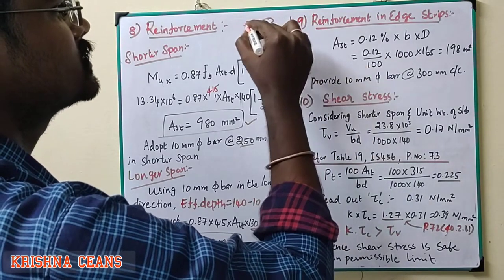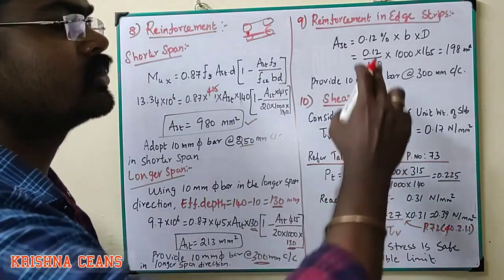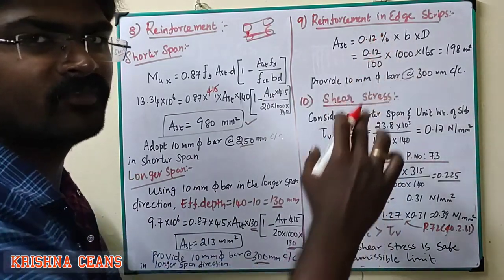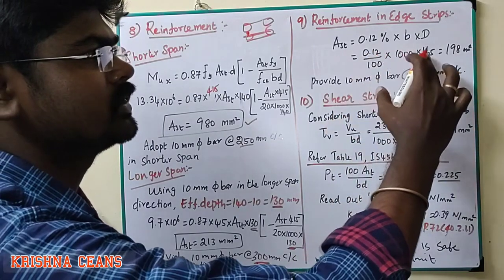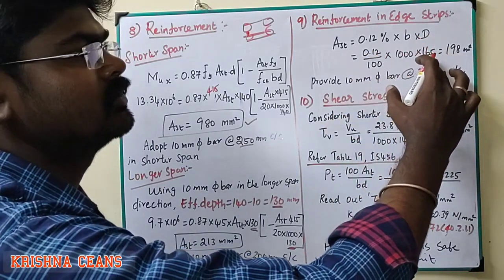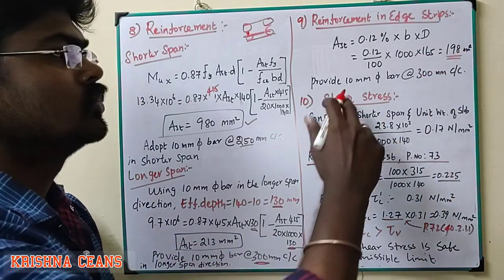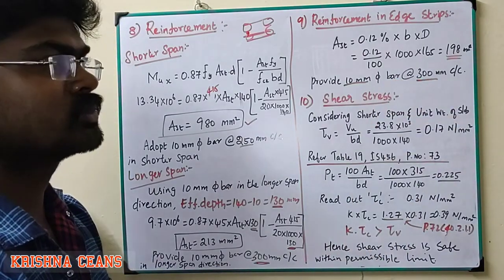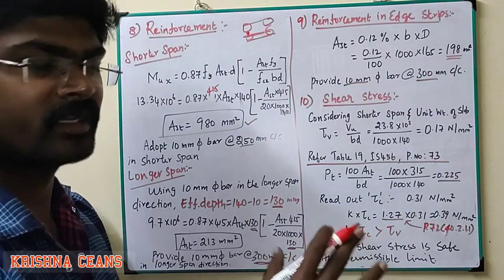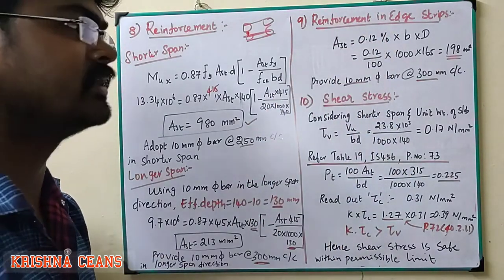These are the edges where we need to provide reinforcement. At least we need 0.12% of the overall cross section. So 0.12 divided by 100 into 1000 into overall depth 165, so we got 198 mm square. So 10 mm dia bar we provided, the maximum spacing is 300 mm center to center. We need to provide the extra reinforcement for edge strips because of the support there. That's why we need to provide that.